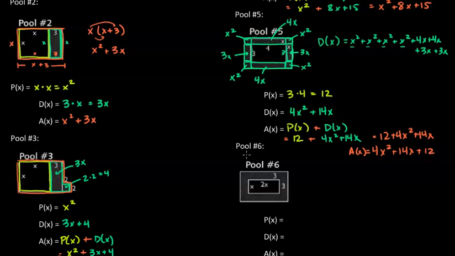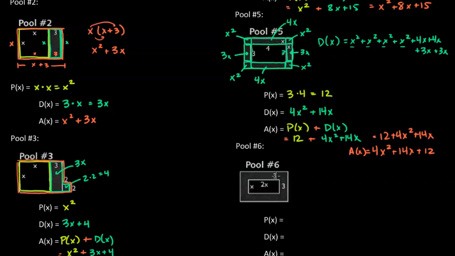Now I'm going to leave pool 6 for you. I think this video has gone on long enough for about a 15-minute mark. So you could use the same idea that we used for pool 5 to figure out the three functions for pool 6, the pool area, the deck area, and the altogether area. Again, it's going to look a lot similar to what we did up here.